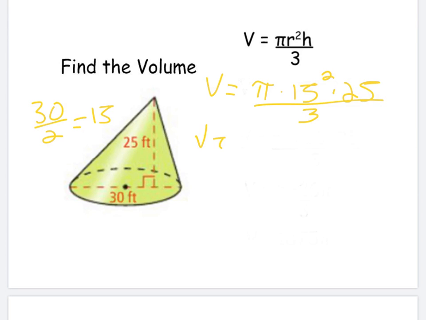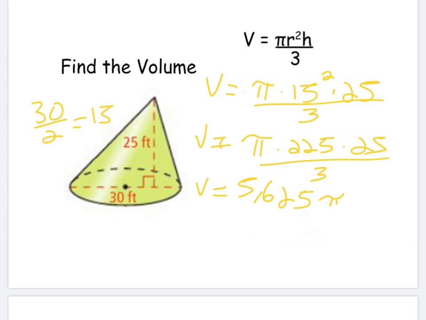So now, following the order of operations, I have to do my exponents first. So I would have pi times 15 squared, which is 225, times 25, and that would still be divided by 3. I want to multiply before I divide, so I'm going to multiply 225 times 25, which would give me 5,625. Don't forget about the pi, we still have it, divided by 3.